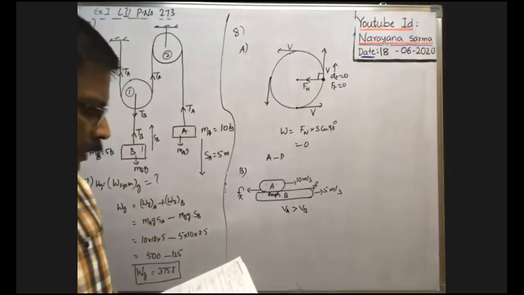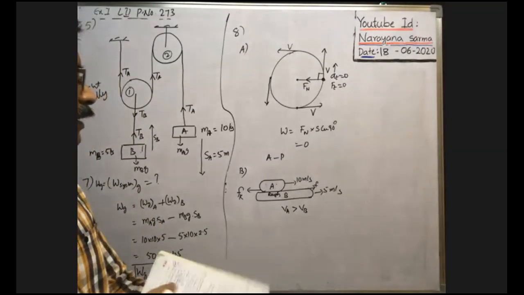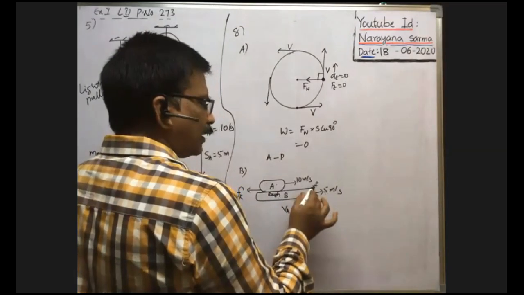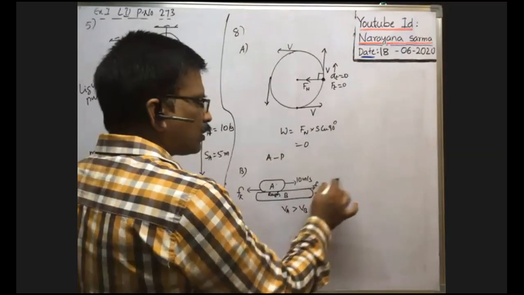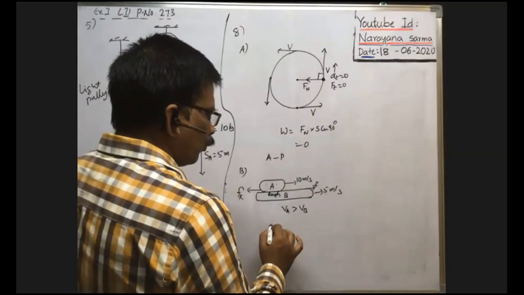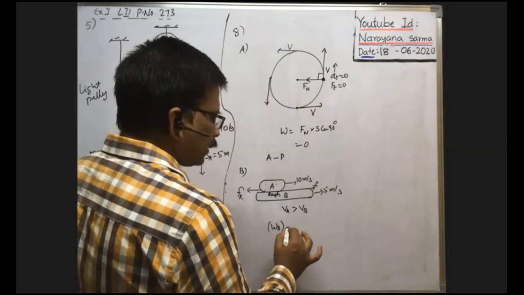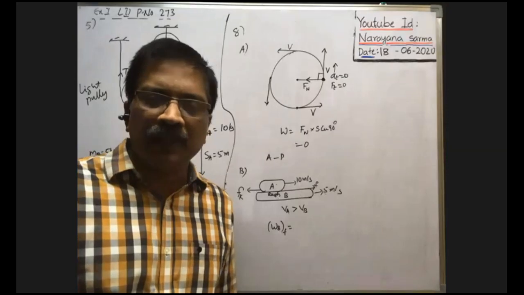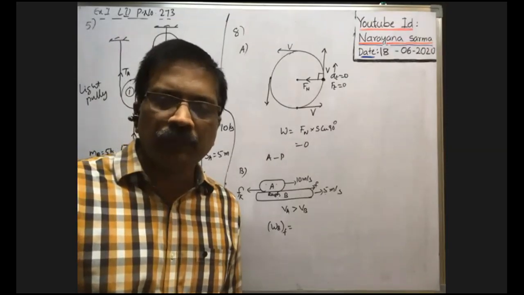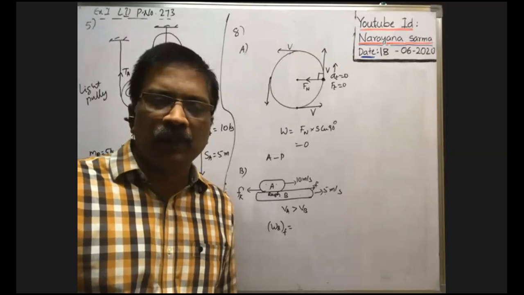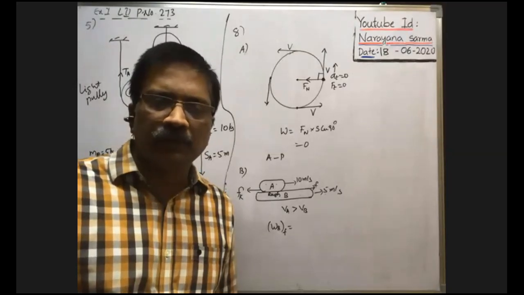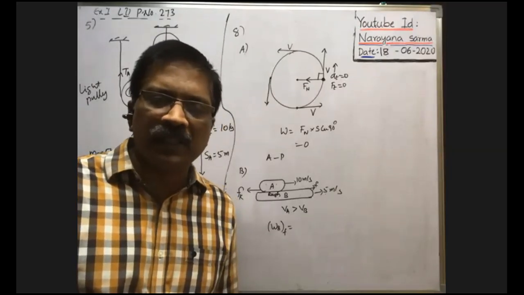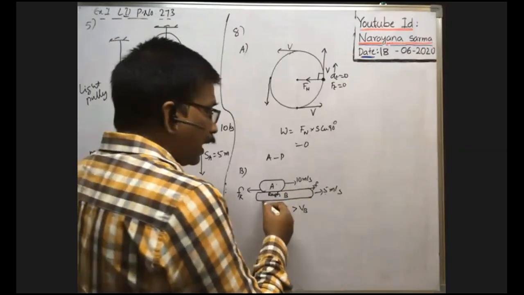So what about the work done by friction on block B? You see, block B moves with a velocity of 5 meters per second in this direction, and friction also acts on block B in this direction. Force and displacement are both in the same direction. That's why work done on block B by friction is positive or negative? Come on, respond from this explanation. Yes, non-zero positive. How can it be negative?